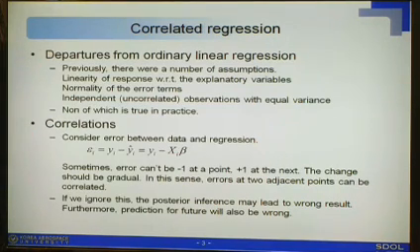This is Gelman's remark in the textbook. According to that, previously there were a number of assumptions in the ordinary regression. We assumed linearity of the response. We assumed normality of the error terms, that the error follows a normal distribution. And third, we assumed independent observations with equal variance. And he says none of these are true in practice. And among these, I'd like to pay particular attention to this one, independence of the observations.